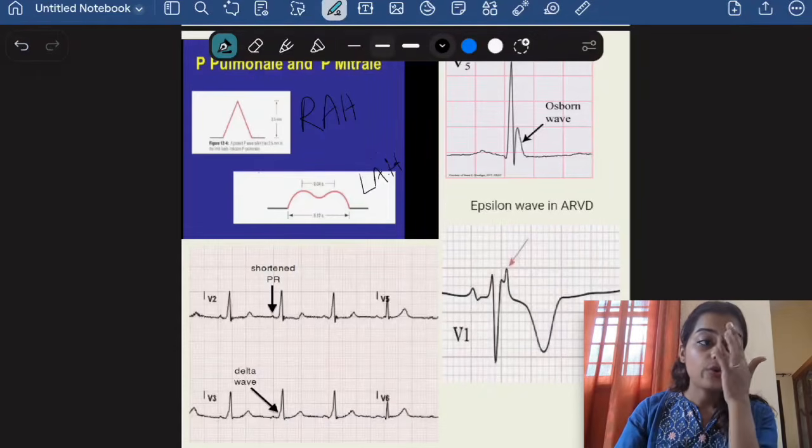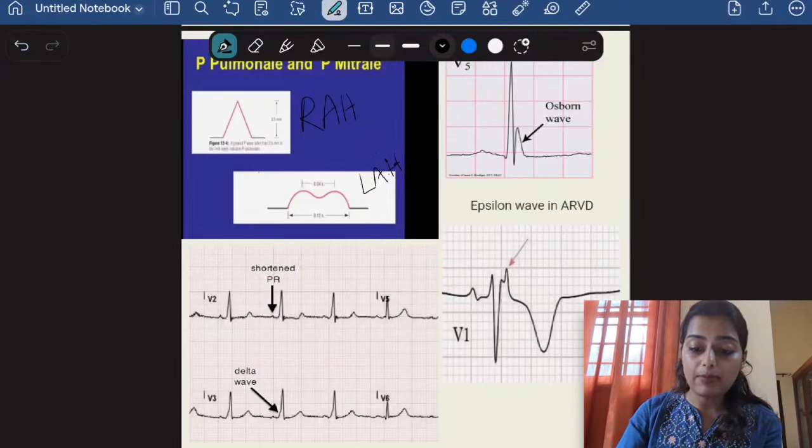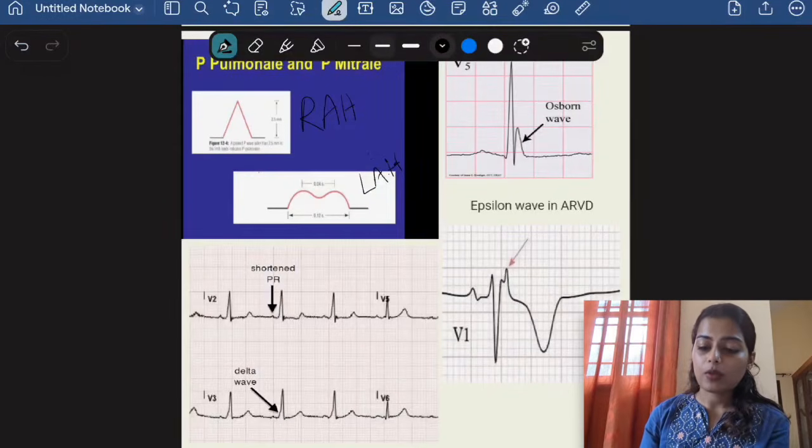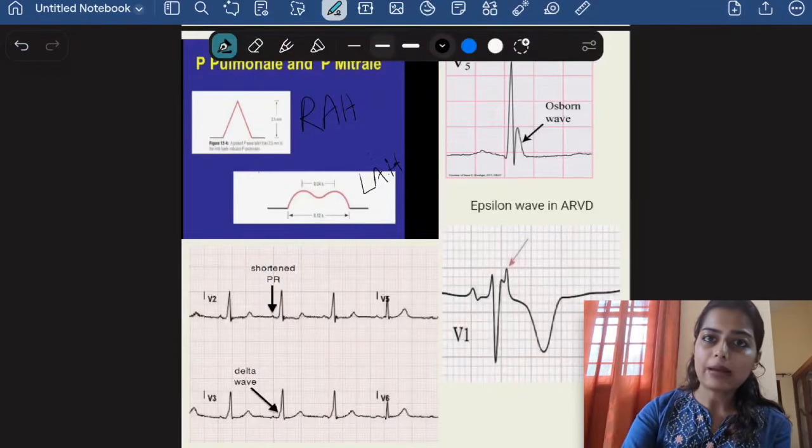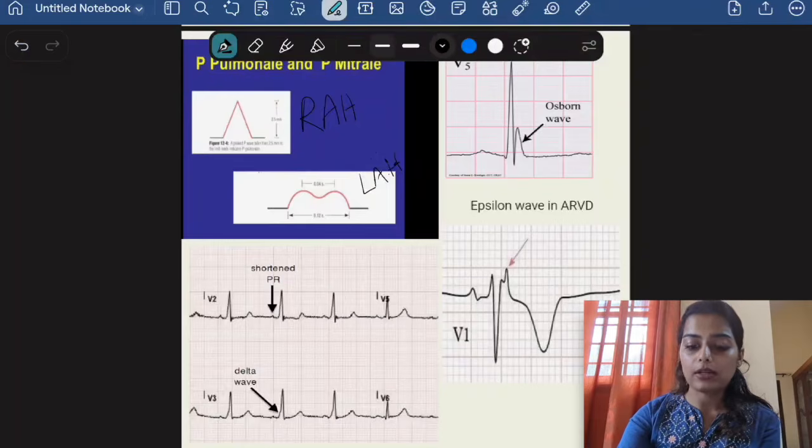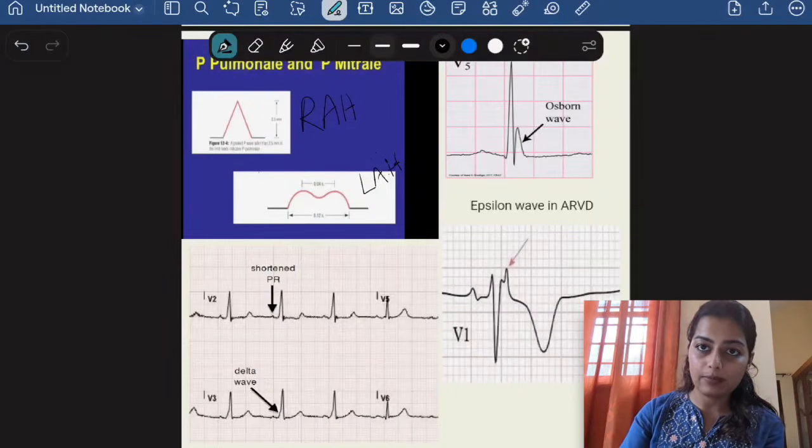Okay. So this is about P pulmonale and P mitral. P pulmonale is seen in right atrial hypertrophy, which is a tall, pointed P wave. P mitral is seen in left atrial hypertrophy, which is a bifid P wave. Sometimes we can get pseudo P pulmonale, a falsely seen increase in height of the P wave. It is seen in cases of hypokalemia.